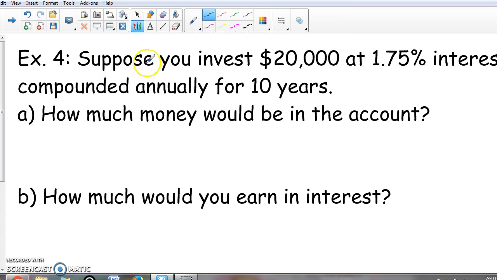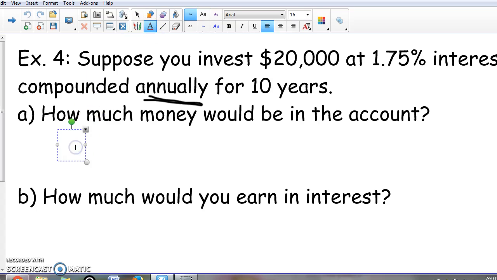So for the 4th one, it says, suppose you invest $20,000 at 1.75% interest compounding annually. Again, read that it's annually for 10 years. How much money would be in the account? Well, for annually, you start with your starting amount, which is $20,000, parentheses 1 plus the rate, which is 1.75, move the decimal place to the left twice, so it's going to be 0.0175. Then you raise it to your time, which is 10.